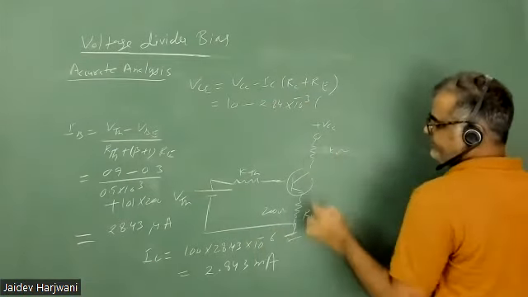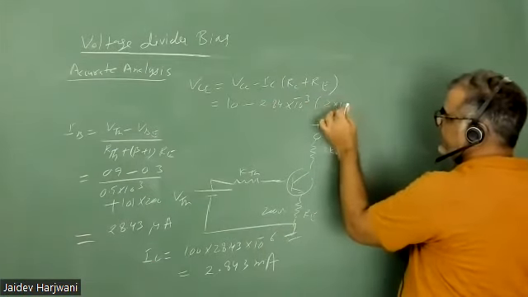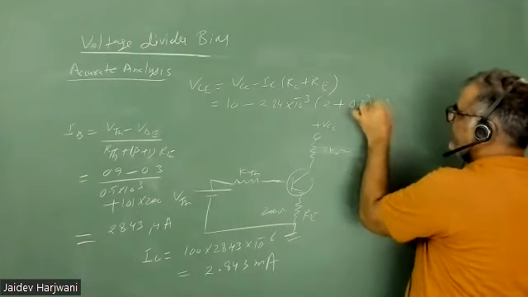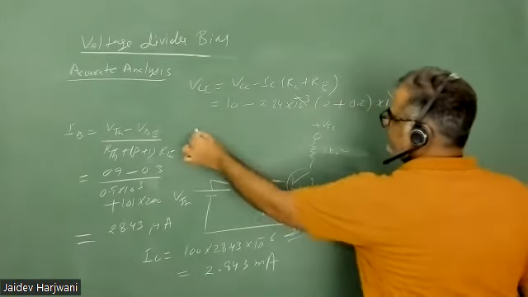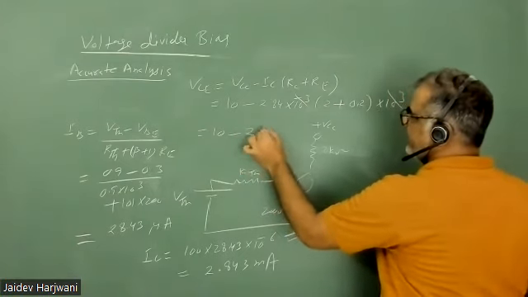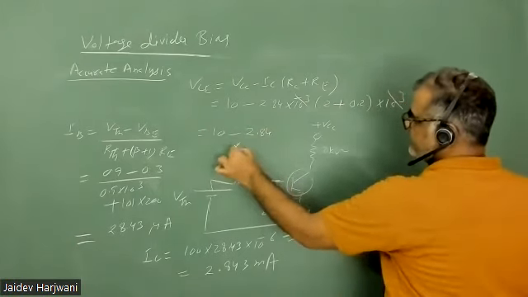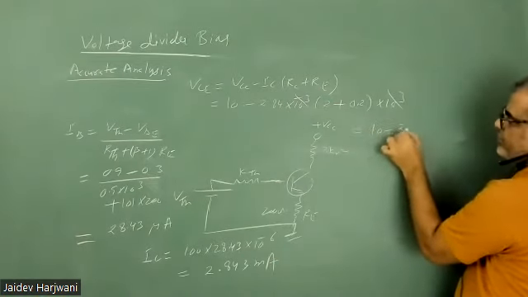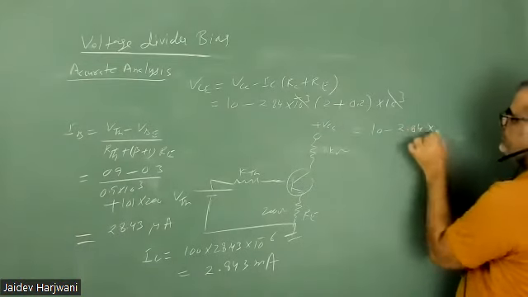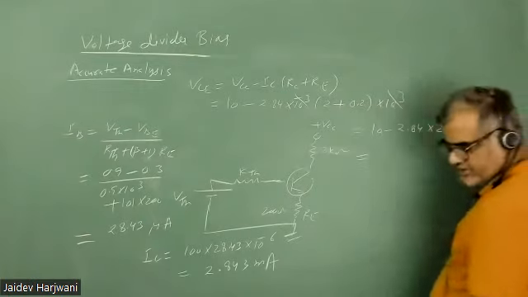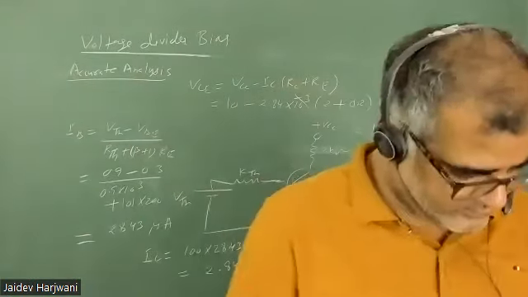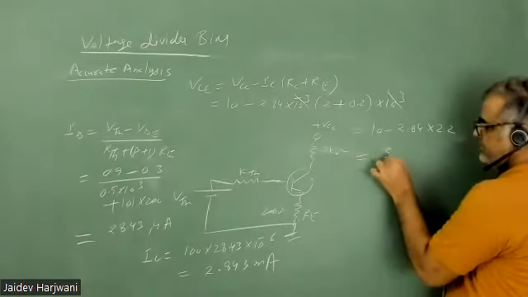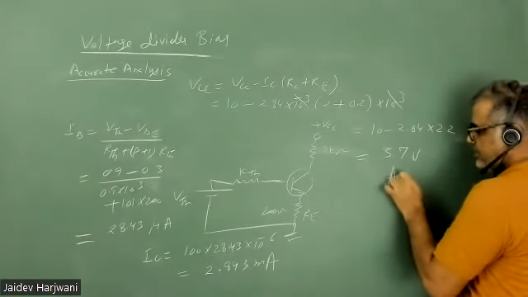RC is how much? 2 kilo ohm. 2 plus RE is 200 ohm, I can write 0.2 kilo ohm. Power cancel. So this is your 10 minus 2.84 into 2 plus 0.2, that is 2.2. Tell me how much is coming. Sir, 3.74. Yes, so the answer is 3.7 volt.